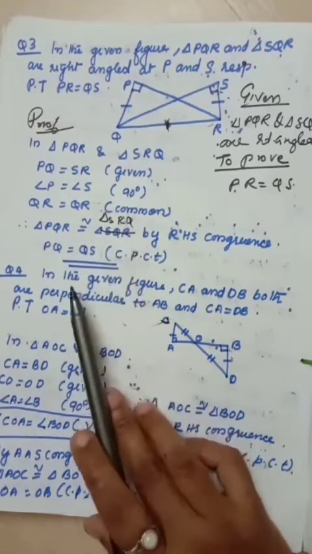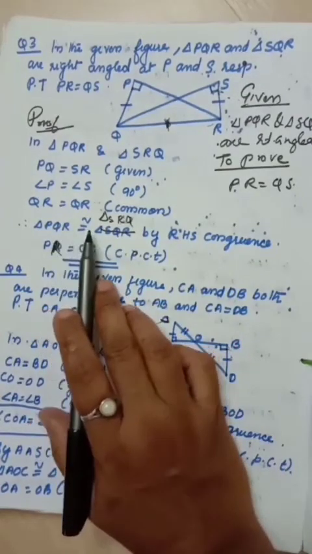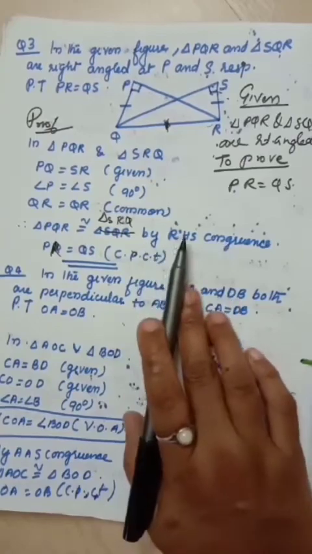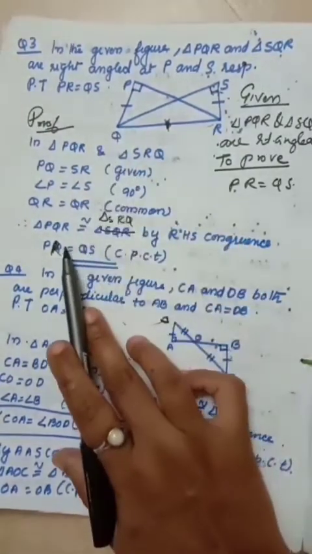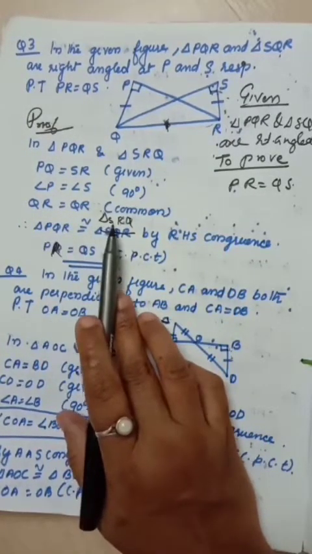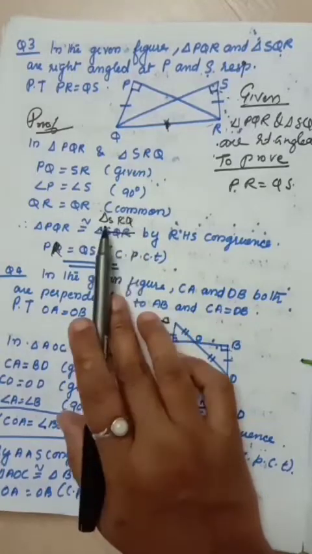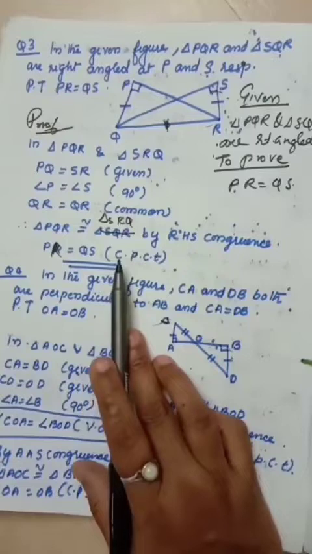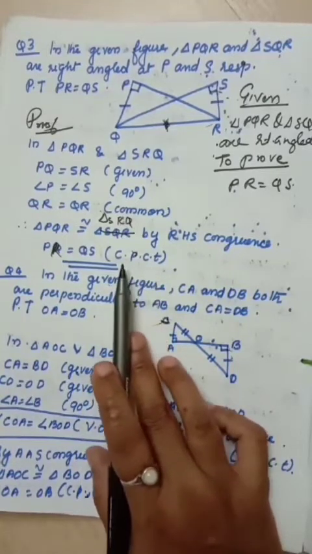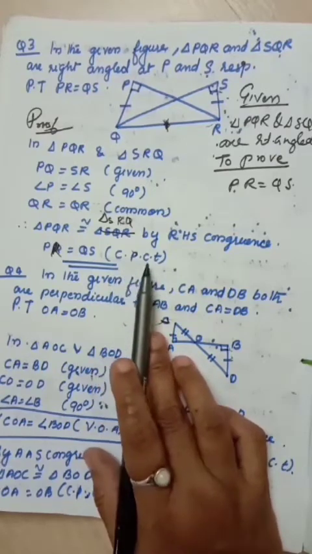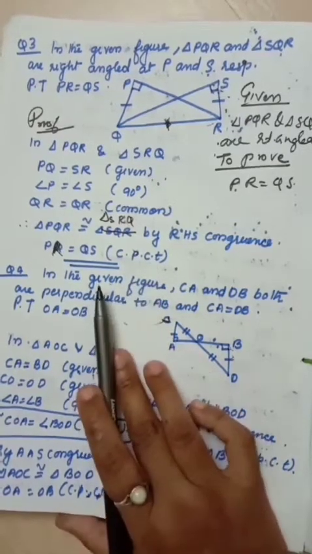PR equal to SQ. Triangle PQR is congruent to triangle SRQ by RHS congruence. From there you can see that PR equal to QS. Check it: PR, first and third letter, here also first and third letter, SQ, yes QS, both are the same. That we can say by CPCT, meaning corresponding parts of congruent triangles. Clear?